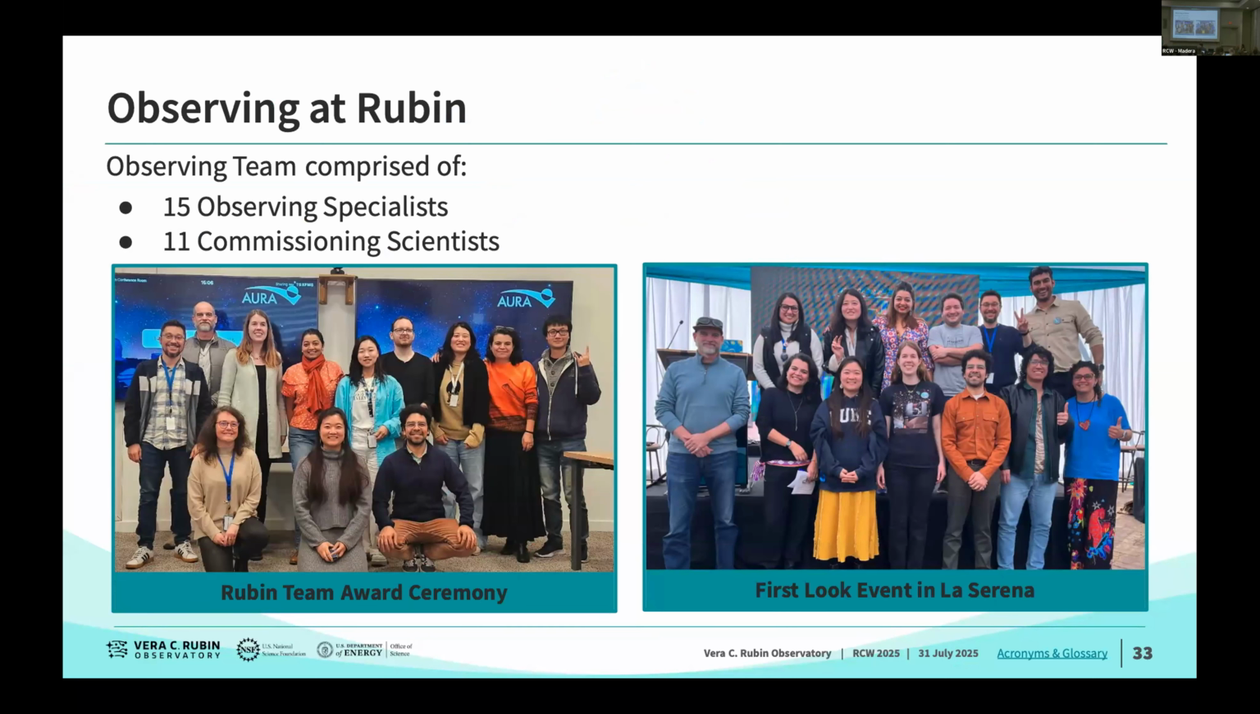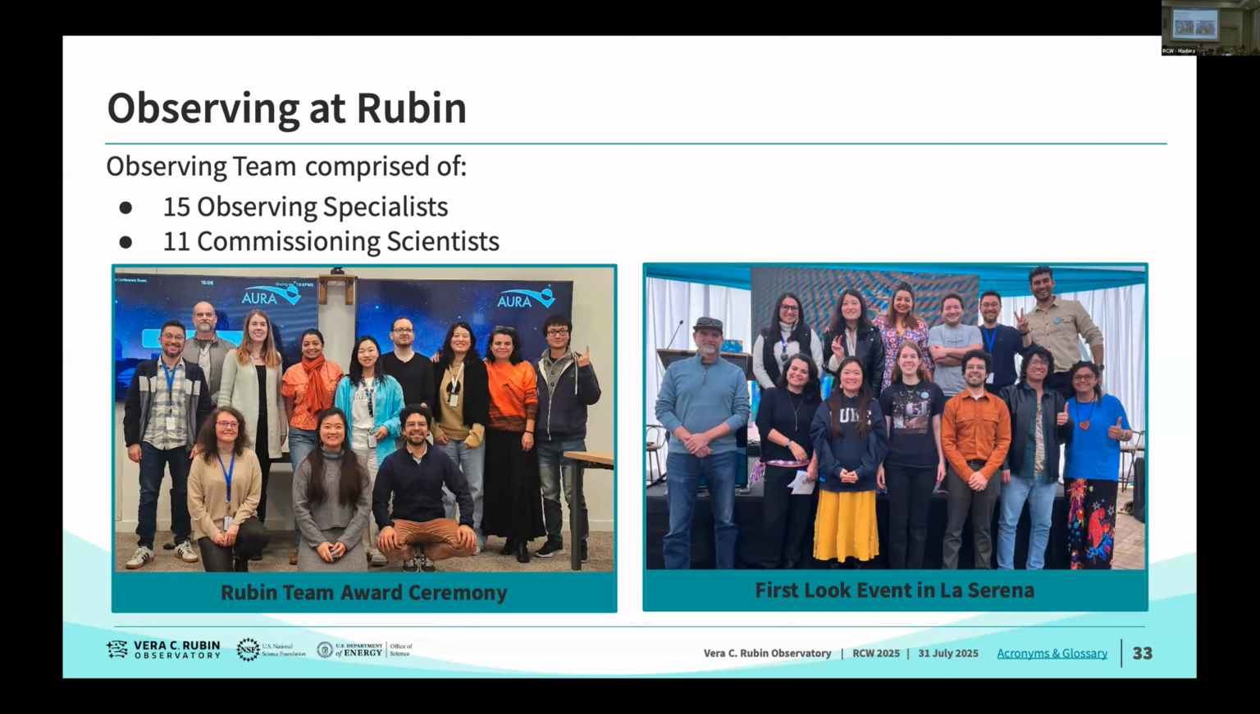The observing team at Rubin is comprised of both observing specialists as well as commissioning scientists. Currently, we have 15 observing specialists on our team representing 8 different countries from around the world. And next week, that'll increase to 16 observing specialists from 9 different countries. And all observing specialists are based in Chile. And the other part of the observing team is the commissioning scientists. There are 11 commissioning scientists representing 4 different countries. Some of them live in Chile and some of them live in the United States.